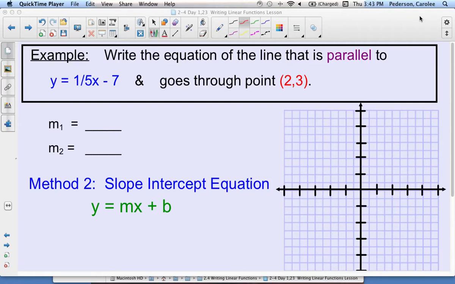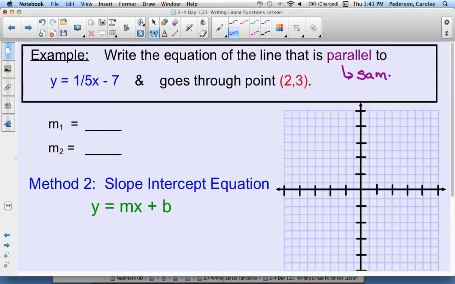Here's an example of writing an equation of a line that is parallel to this blue line and goes through the point (2, 3). So let's just take a moment and identify what does parallel mean. To have a line that is parallel, you must have the same slope as this blue line. So the blue line is in slope-intercept form. So its slope is 1/5. So I'm just going to write down 1/5 here.